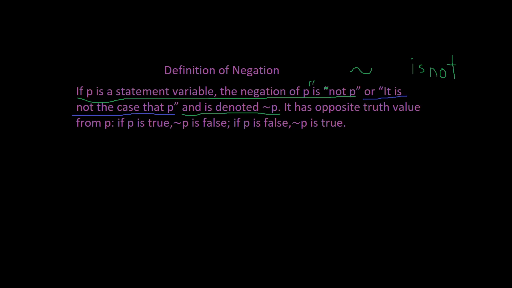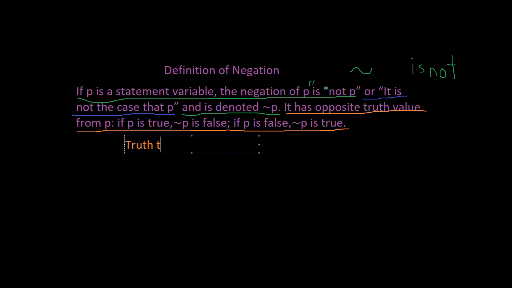And so we know that. So what's the new thing that we need to learn? And so I'll put it in orange. It has opposite truth values from P. If P is true, then negation P is false. If P is false, then negation P is true. So this is all new to us. And so what does that mean for us? Let's make a truth table. So this is your first encounter with what a truth table is.